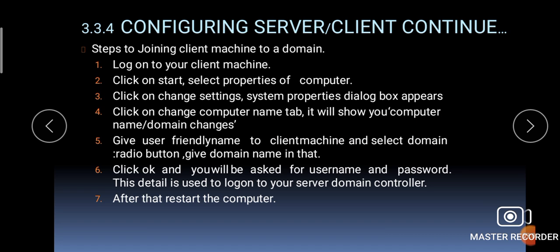It will show your computer name and domain changes. Then give a user-friendly name to the client machine, select Domain as a radio button, give the domain name in that, and then click OK. You will be asked for a username and password, and these details are used to log on to your server domain controller. After that, restart your computer system. So these are the steps for joining a client machine to a domain.